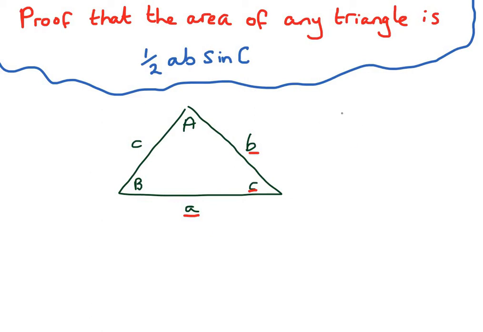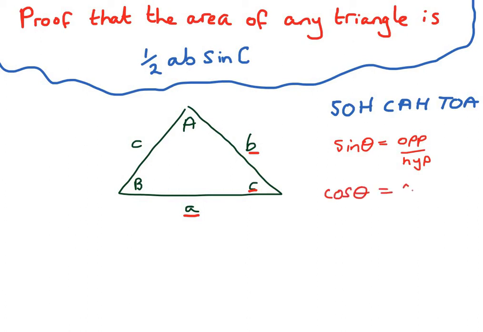Now it's very simple. The only things we really need to know is standard bit of trigonometry, which is SOHCAHTOA. And I've done quite a few videos on this, but I will write them out again. So these are just definitions you need to know. Sine theta equals opposite over hypotenuse. Cosine theta equals adjacent over hypotenuse. And the tangent of the angle theta equals the opposite over the adjacent.